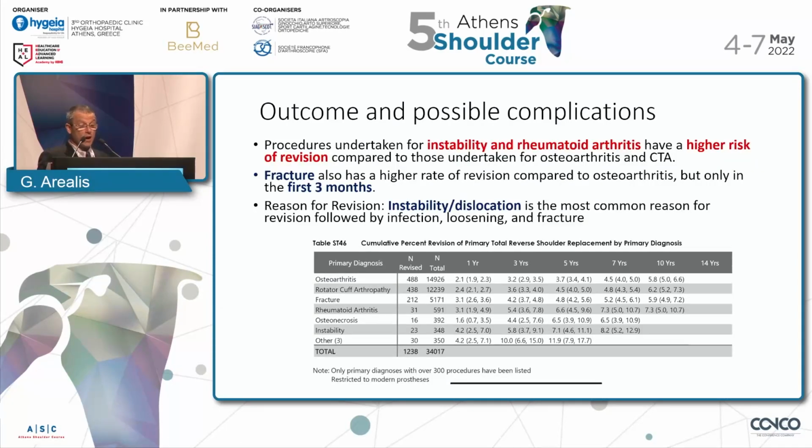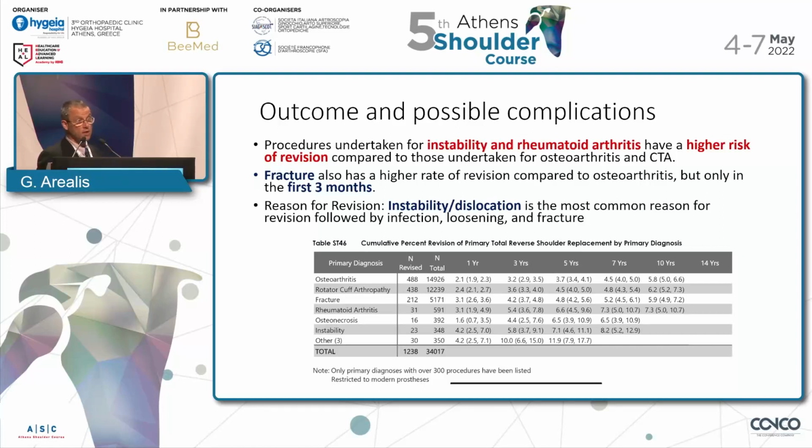And then if we look in the outcome and the possible complications, if we do a reverse for instability or rheumatoid arthritis, then there's a high risk of revision. The fracture has high risk of revisions, but only in the first 3 months. Once things settle down, this risk becomes a lot less.